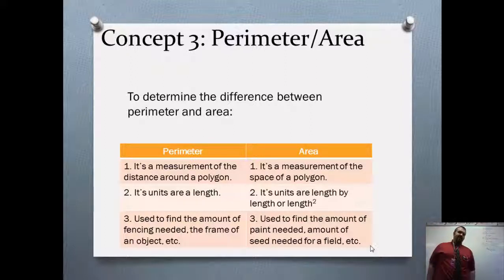The units of perimeter is length. The units for area is length by length, or length squared. So like meter squared, meter by meter, so on and so forth.